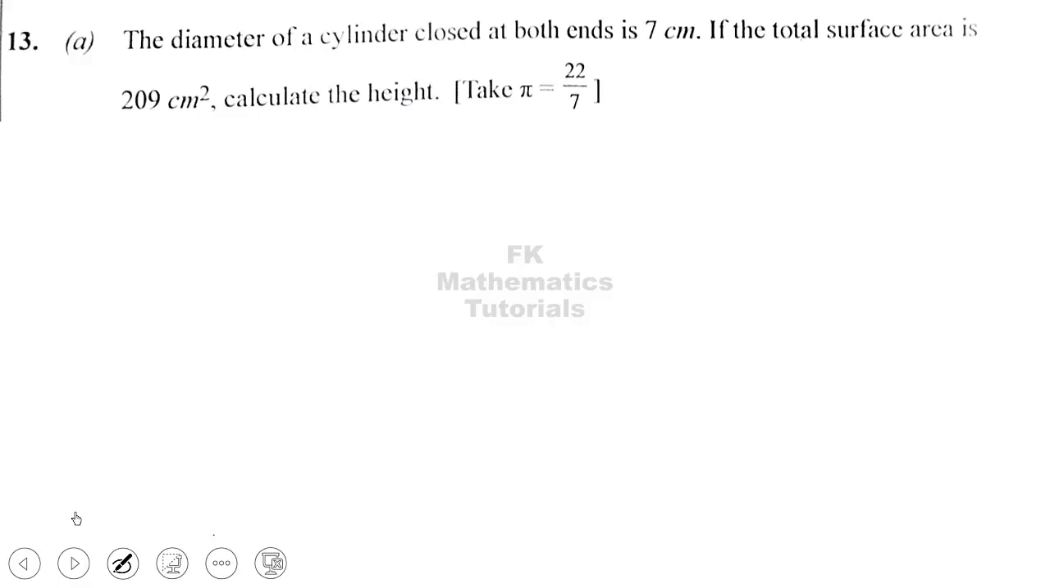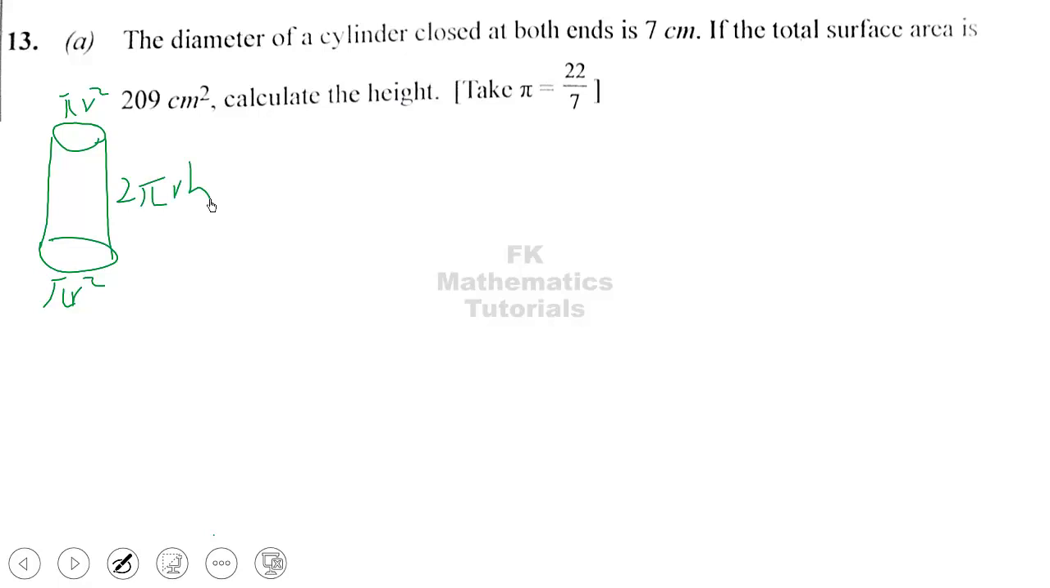So we have this cylinder closed at both ends. Let me just sketch something here. Cylinder closed at both ends. So this trace, the area is pi r squared. This one too, pi r squared. And 2 pi r h, that's the curved surface area.